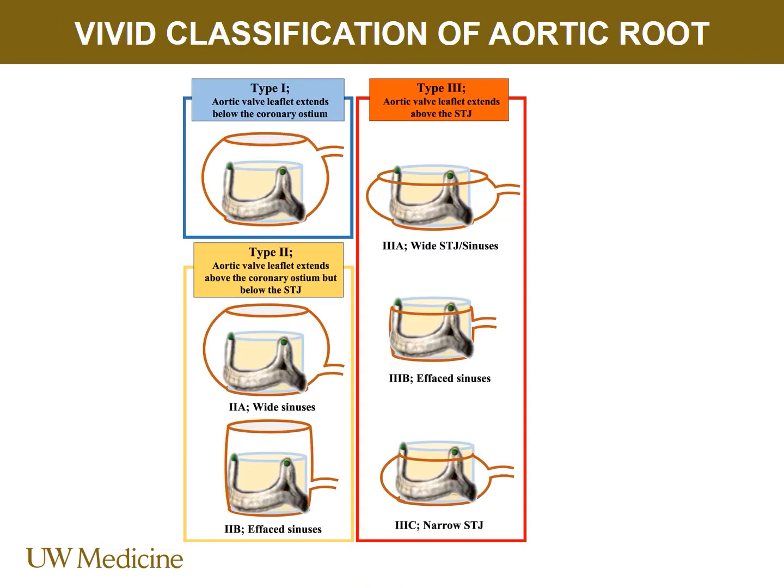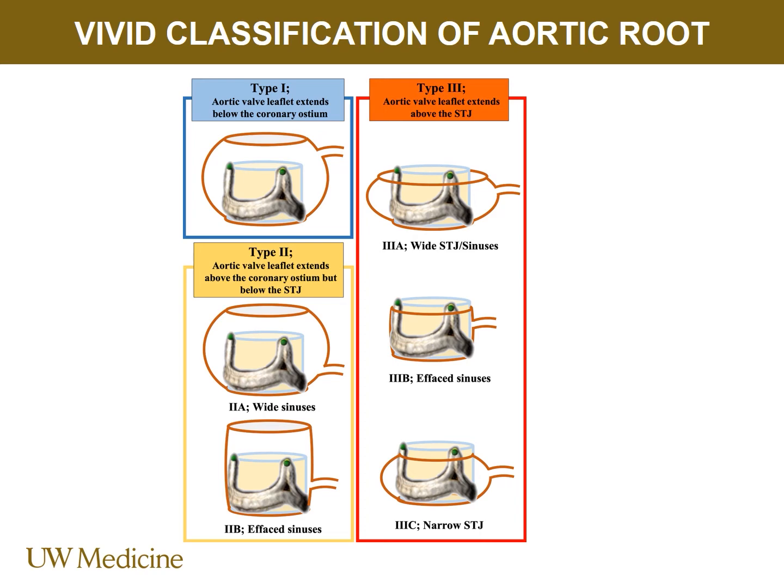Now, in looking at the classification, as we now have started to look at various procedures, we have ways in which to specifically characterize the different aortic roots. We have the type 1, which is the aortic valve leaflets extend below the coronary ostium, very low risk environment. We have type 2, where the aortic valve leaflets extend above the ostium but below the STJ. And there's 2A, which would be wide sinuses, which would be fairly low risk for an occlusion. And then obviously effaced, where the VTC measurement would be very critical.